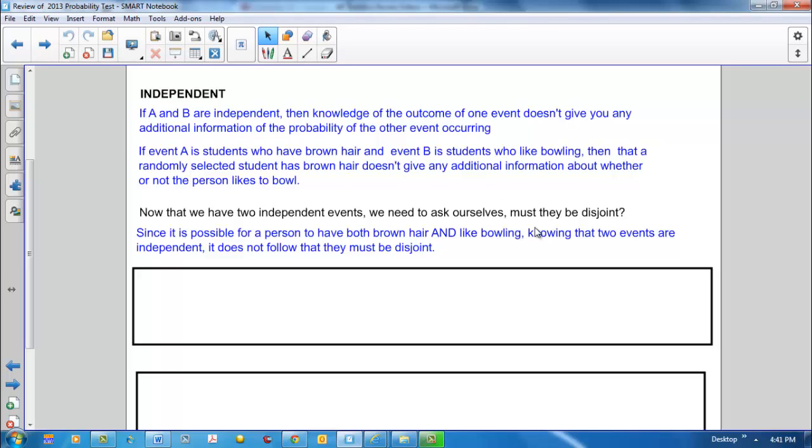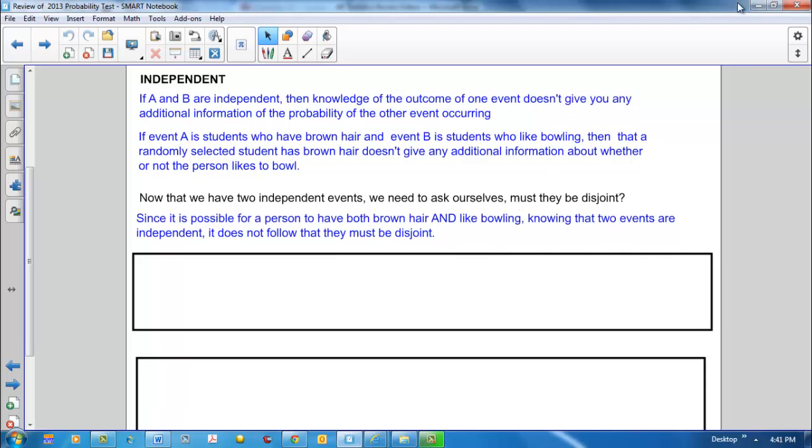Now we ask ourselves the question, must they be disjoint? Disjoint means has nothing in common. Since it's possible for a person to have both brown hair and like bowling, knowing that the two events are independent doesn't necessarily mean that they must be disjoint, because a person with brown hair could like to bowl.